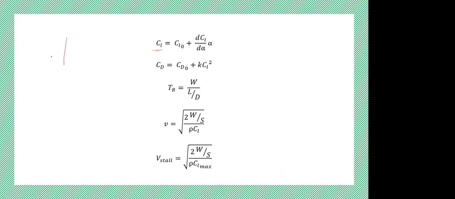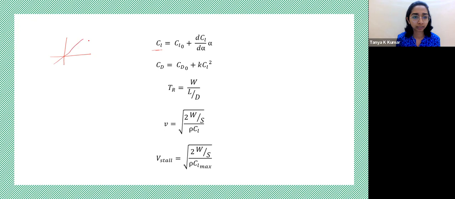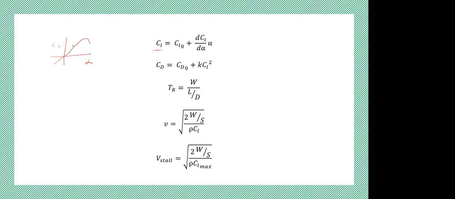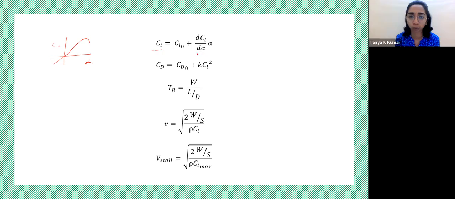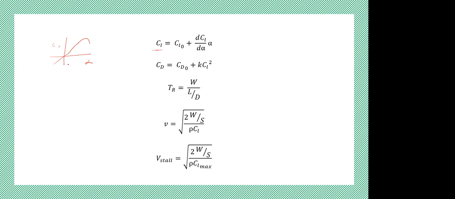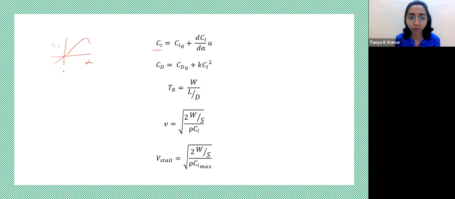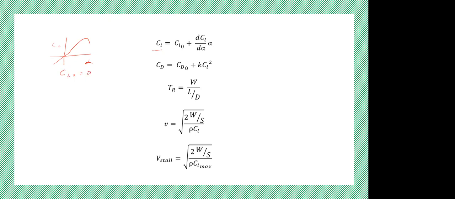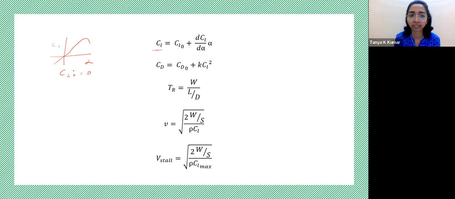This is the CL versus alpha graph. Here, CL alpha is the slope, dCL upon dα. What is CL naught in this case? It is the value of CL at zero angle of attack. In this graph, what is CL naught? Zero, exactly. And this is characteristic of what type of airfoils?